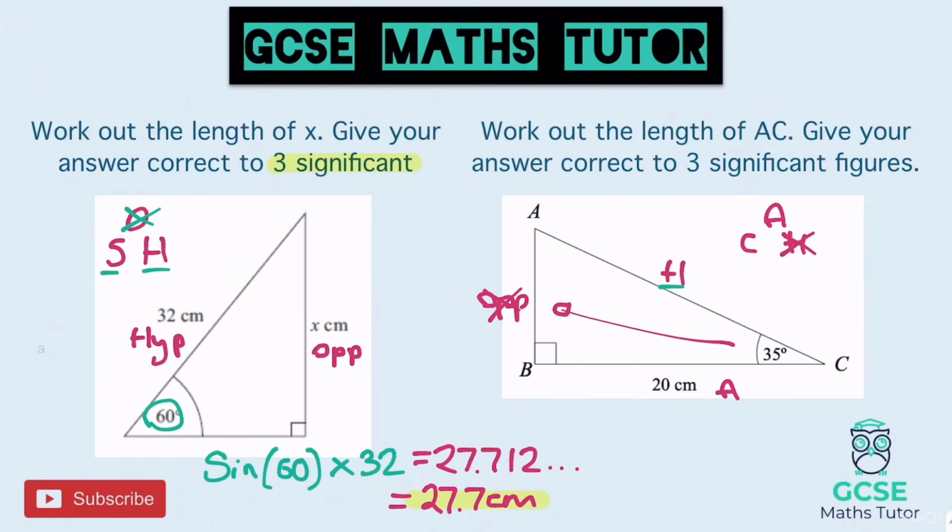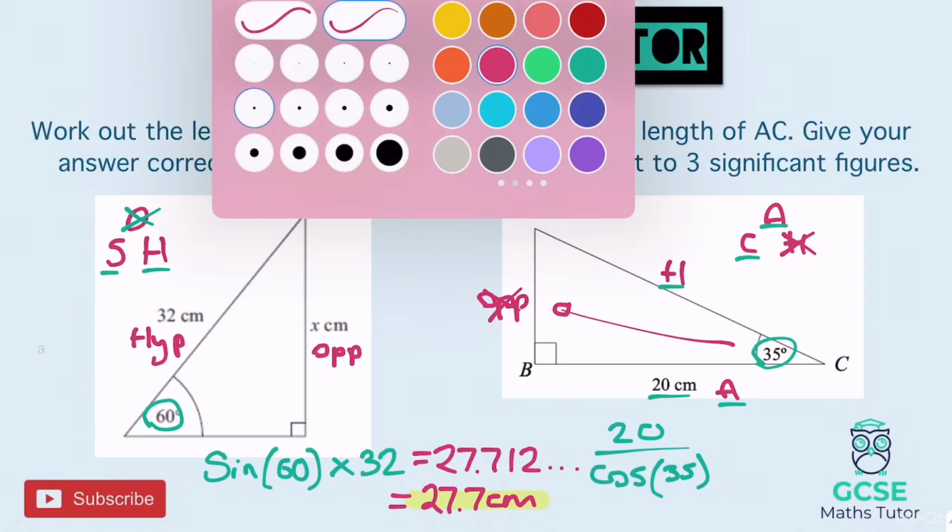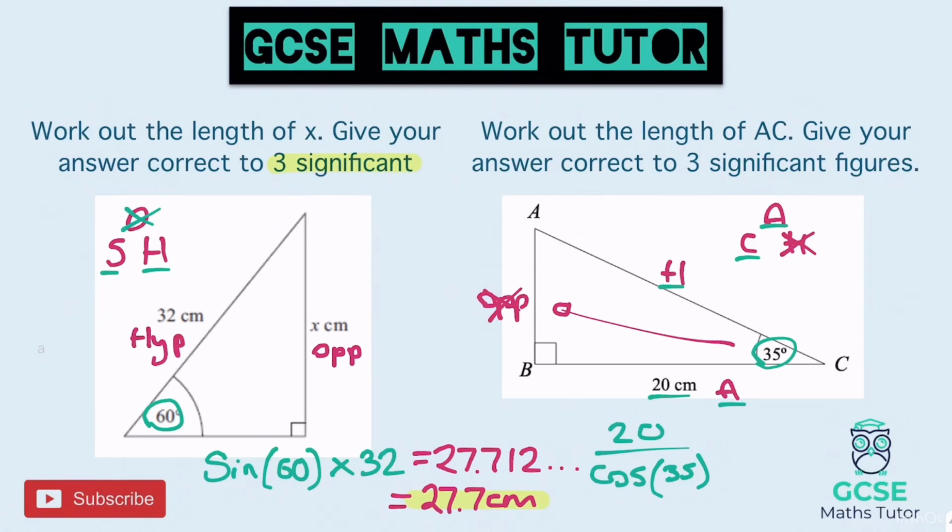We've got H and A, and we're doing A divided by cos. So A is down here, 20, and we're going to divide that by cos, and the angle we're using is 35. So cos 35, and if we type that in on the calculator, 20 divided by cos 35, we get the answer 24.415.